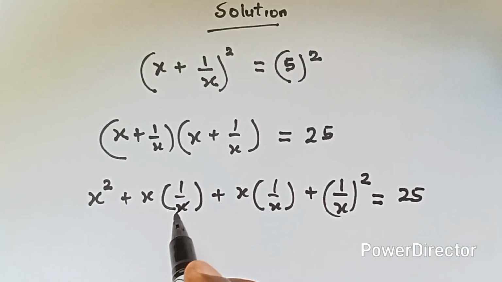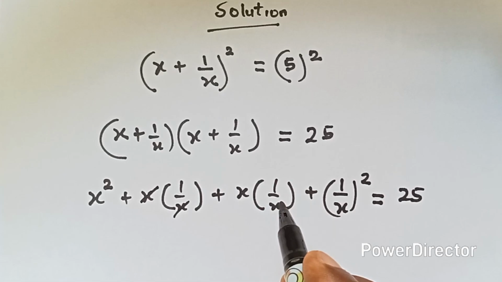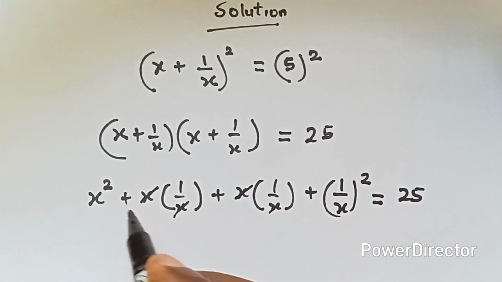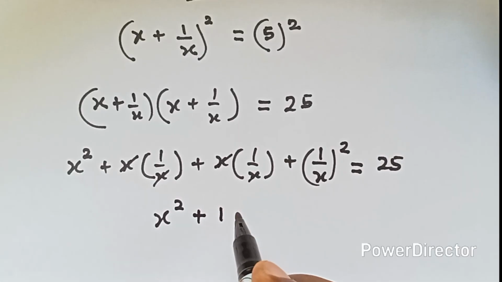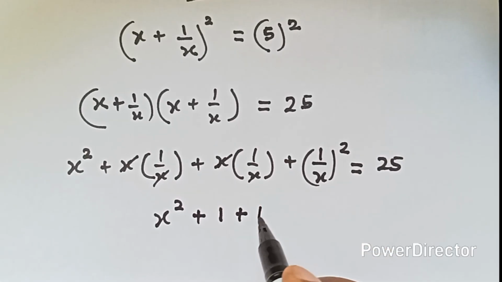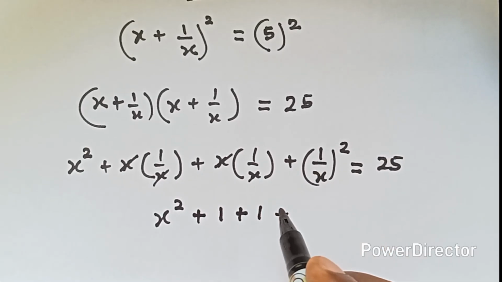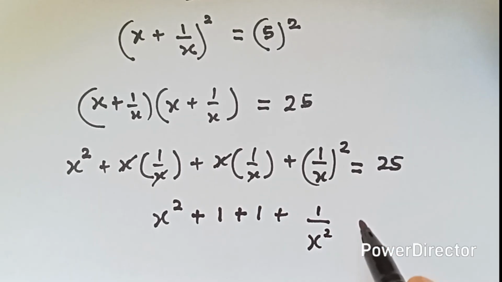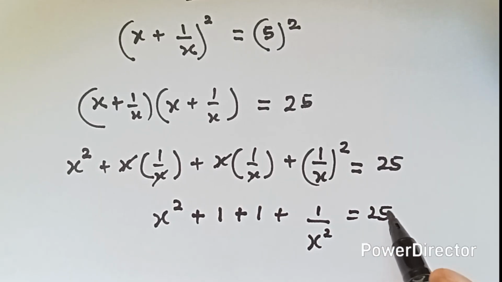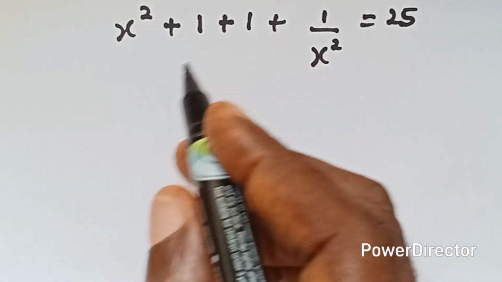Now this x will cancel this x. Also here, this x will cancel this x. We have x squared. What we have left here is 1, and here too we have 1. And here 1 squared is 1, and we have x squared. Everything equals 25.